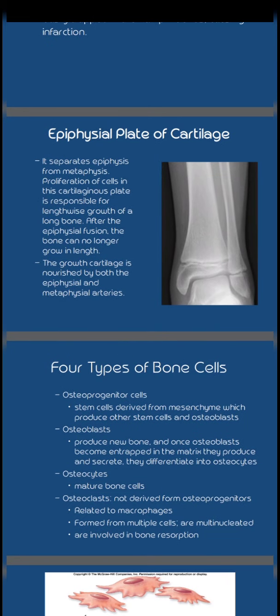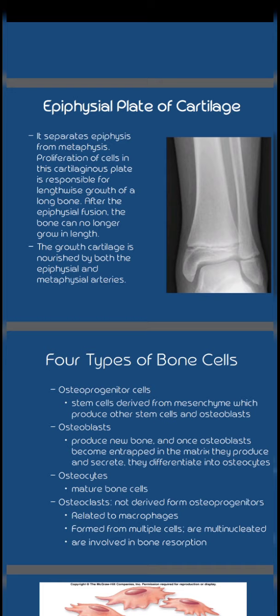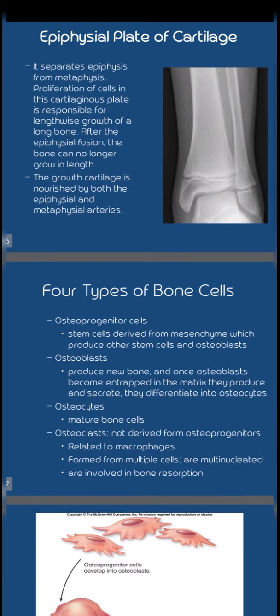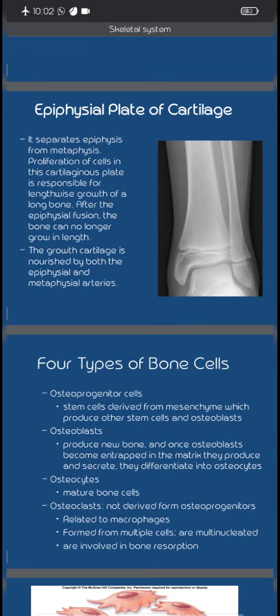Now let's talk about the epiphyseal plate of the cartilage. The epiphyseal plate is also known as the growth plate. It separates the epiphysis from the metaphysis. Proliferation of cells takes place here, and these are mainly responsible for the lengthwise growth of long bones. After the epiphyseal fusion, these parts are not visible any longer, and there is no growth in length after that. The growth cartilage is nourished by both epiphyseal as well as metaphyseal arteries. Because the bones are growing, they require a huge amount of nutrition.